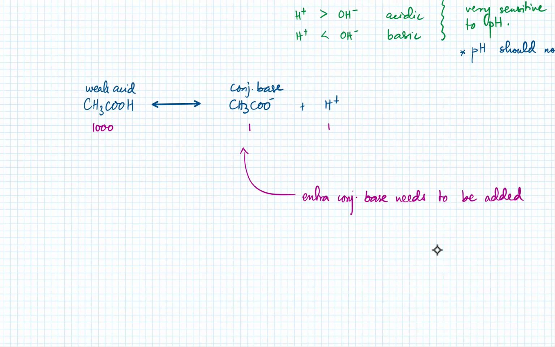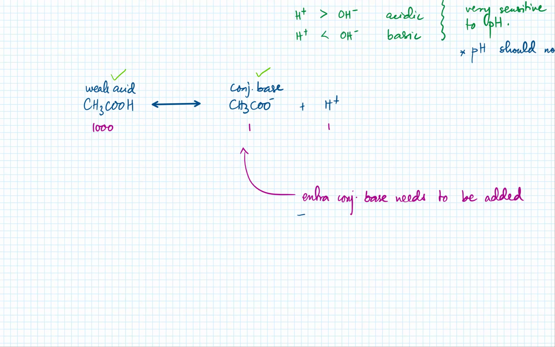Okay, remember, this is just right now. We don't know how the buffer works, but I told you that a buffer is a mixture of a weak acid and its conjugate base. So the problem with just adding a weak acid is that it produces very little conjugate base. So you have to add extra conjugate base from outside. And how do you add that extra conjugate base? There are two ways of doing that.